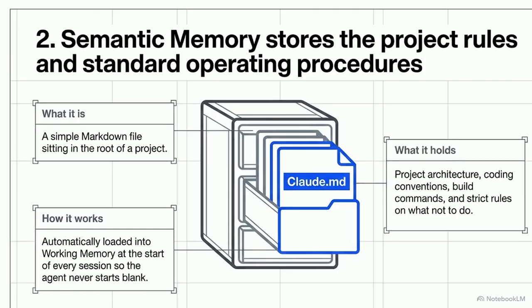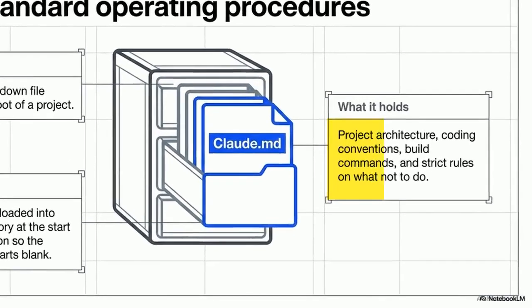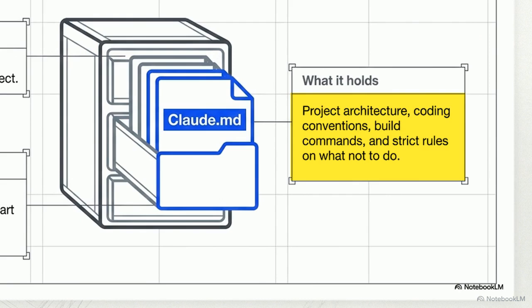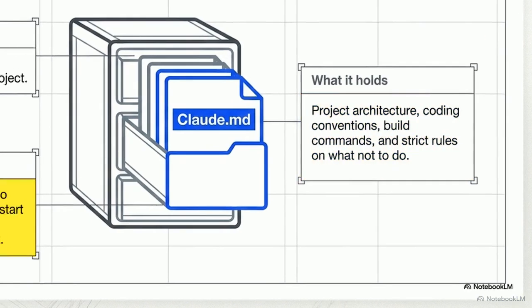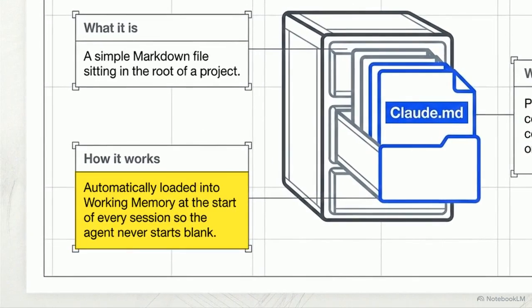The second pillar is semantic memory, visualized here as a filing cabinet storing a persistent markdown file. This is the project rulebook. It holds static conventions, coding standards, and strict constraints. It loads automatically at the start of every session, so the agent never starts blank.